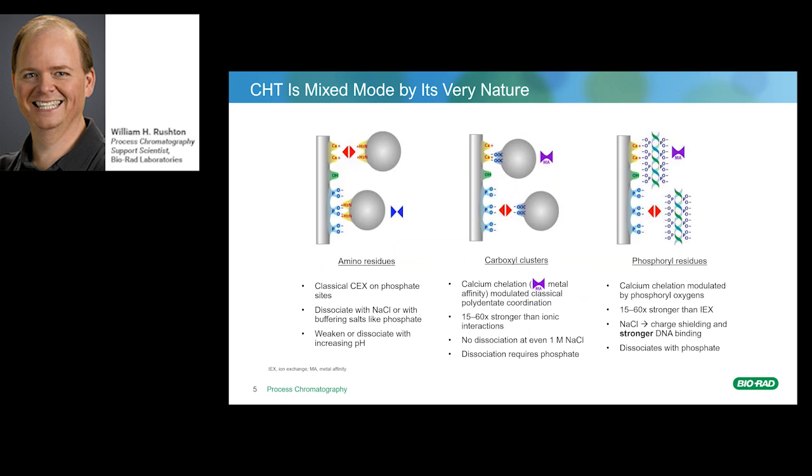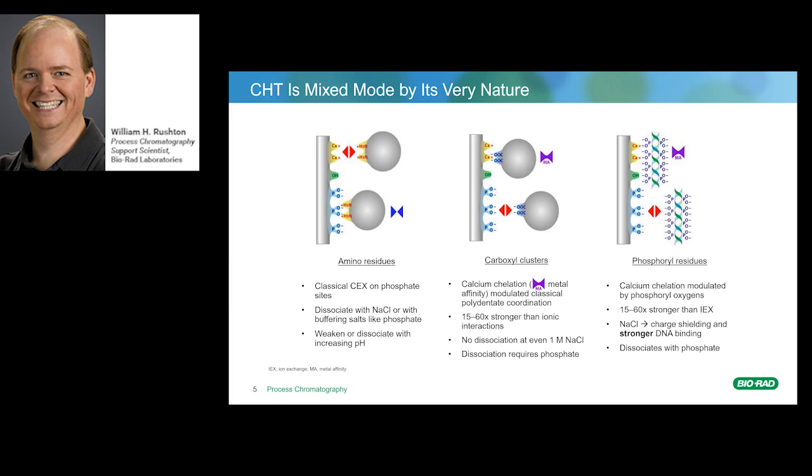Now I'm going to talk about how CHT is a mixed mode by its very nature. So on the left, you see amino residues. They will be binding via classical cation exchange on those phosphate sites. In this situation, you're able to dissociate with salt or other buffering salts like phosphate. Additionally, you can weaken or dissociate with increasing pH.